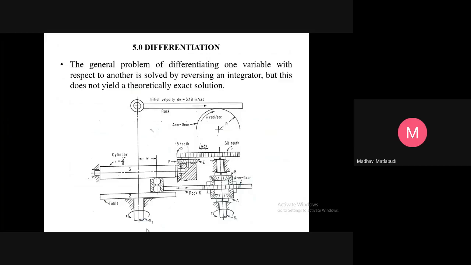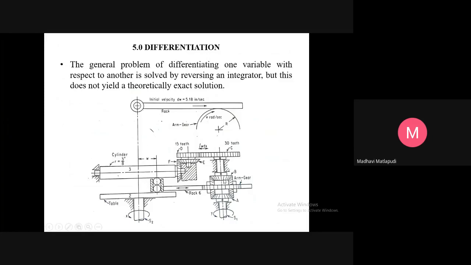The next mechanism is based on differentiation. The general problem of differentiating one variable with respect to another is solved by reversing an integrator. But this does not yield a theoretically exact solution. So let us understand this concept using one mechanism. The figure here represents a mechanism based on differentiation. This mechanism comprises driving shafts S1 and S2, where the S1 input is given as Y rotations, and for S2 the input rotations are X.